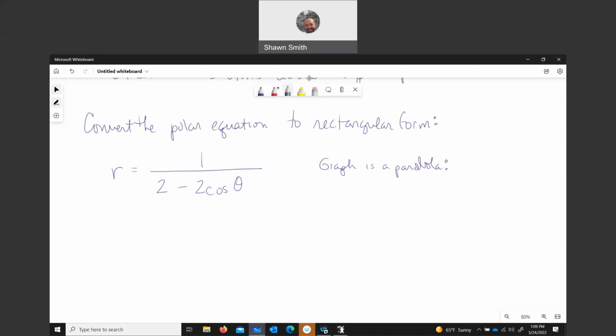The directrix is going to be to the left. In this case, how many units? 1/2, however many units, perpendicular to the polar axis. Right, so let's change this up. If I cross multiply and get rid of the fraction, r gets multiplied to all of these, so I'll leave the 2. We should try it.